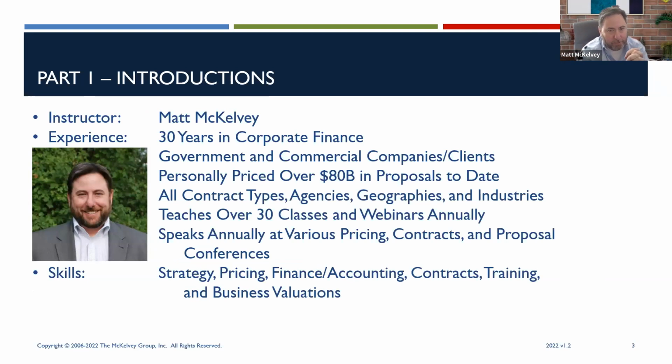But 30 years of doing this, I've worked extensively with government and commercial companies and clients, so I do understand both the federal world and the commercial world. Do a lot of pricing. Pricing is, in federal contracting terms, the way you actually respond to government requests for work. And what that really means when I say pricing is I've got a really good background in accounting, finance, and operations, and those really do tie together if they're done well. All contract types, agencies, and geographies is just what happens over 30 years of doing this.